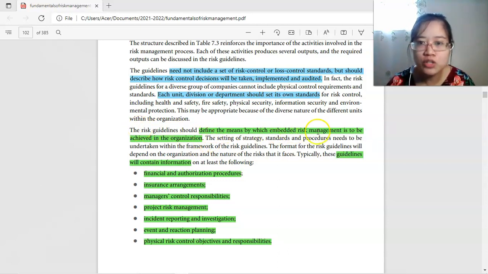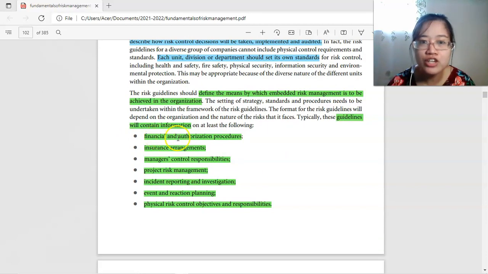Should define the means by which embedded risk management is to be achieved in the organization. So, kasama rin siya doon sa risk guidelines. Information, nakasama doon, financial and authorization procedures, insurance arrangements, meron ba? Managers control responsibilities, project risk management, incident reporting and investigation. And normally, meron dito sa mga employee manual, pag nakalagay na. Event and reaction planning, physical risk control objectives, and responsibilities. Okay? Ito ang physical risk control objectives. Parang ganun din. Type of risk, tapos sino yung main person na better suited to address and deal with it.